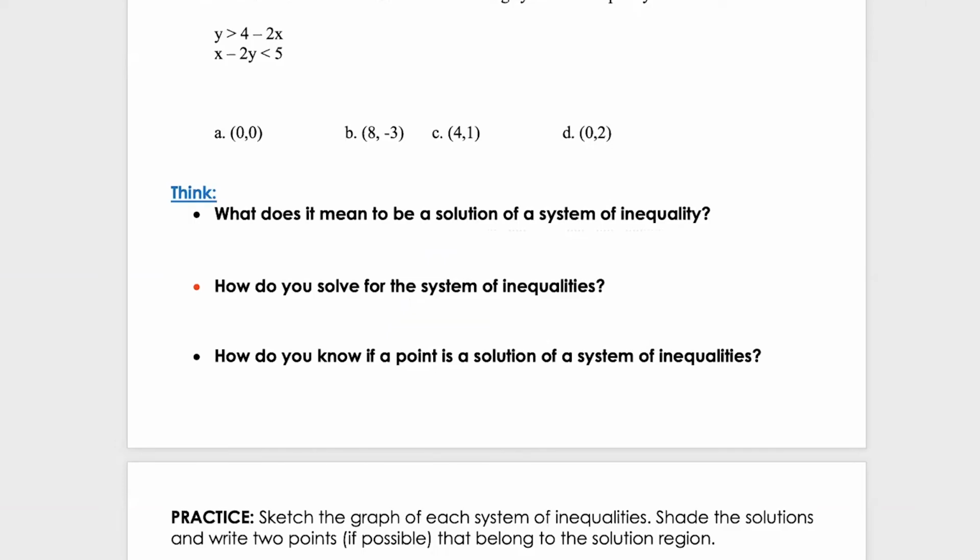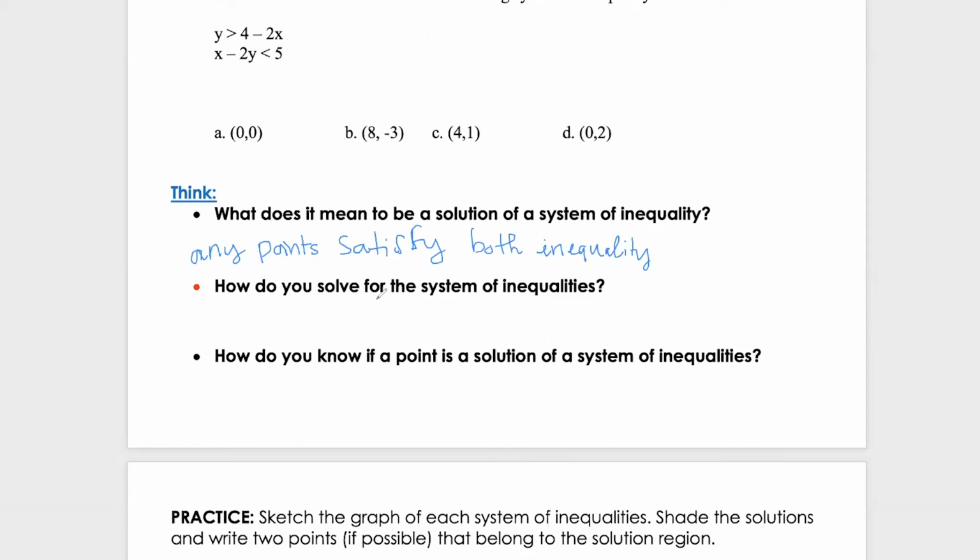Okay, so why don't we give it a try right here for the question. What does it mean to be a solution of a system of inequalities? What do you think, Mr. Sawan? Any points that will satisfy both inequalities. Okay, perfect. So I'm going to write: satisfy both inequalities. I hope you can read my handwriting. If you cannot read it, you hear my voice. So here I go.